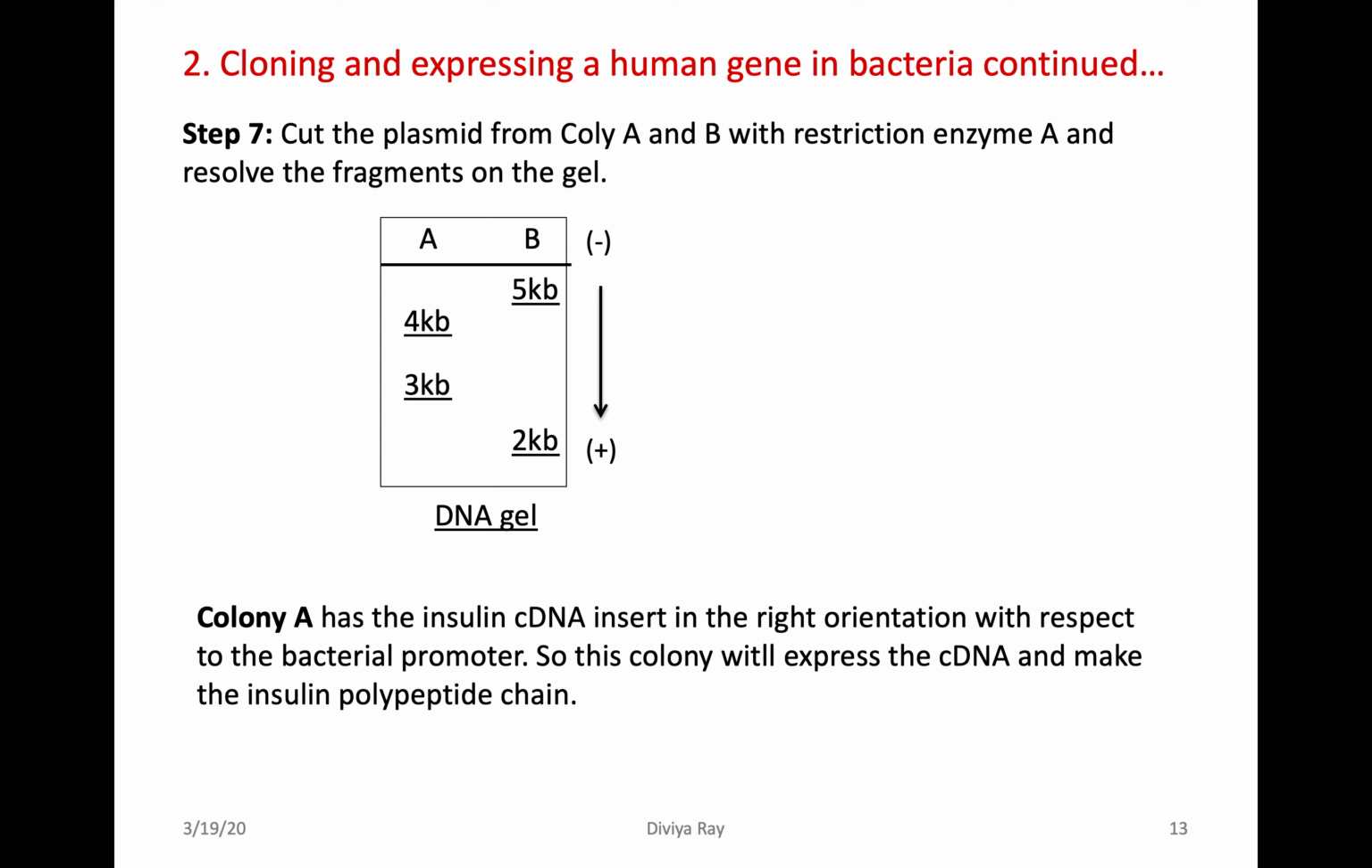So once again, this is shown over here, and basically I'm repeating the same point. Colony A has the insulin cDNA insert in the right orientation with respect to the bacterial promoter. So this colony will express the cDNA and make the insulin polypeptide chain. Yes, you did make a human protein in the bacterial cell. You use the bacterial cells as the factory to make the human protein.